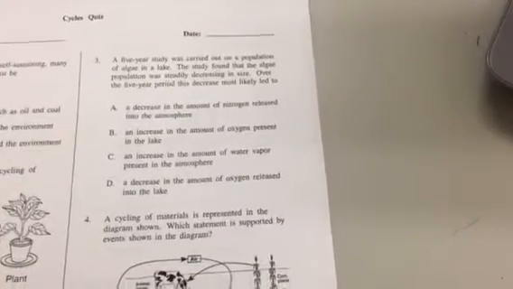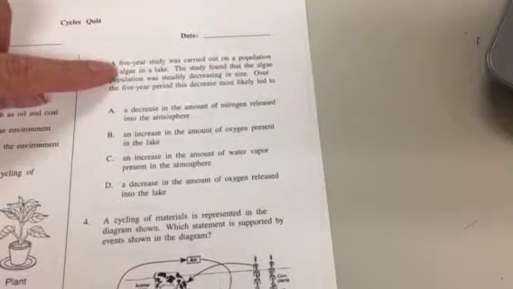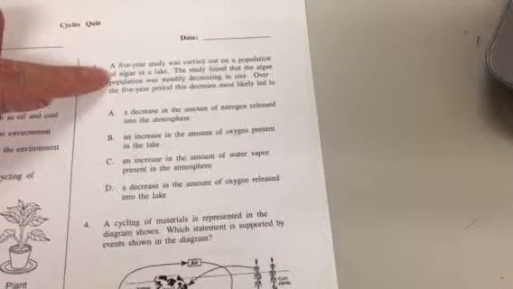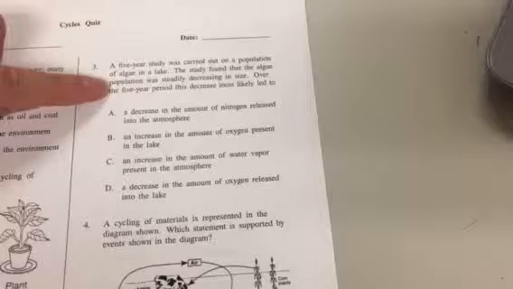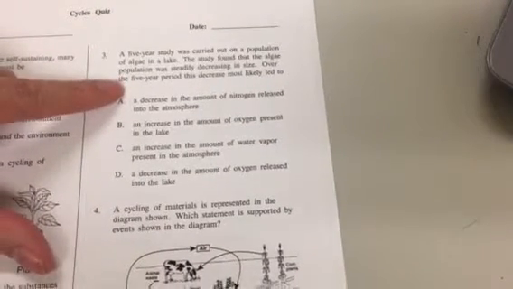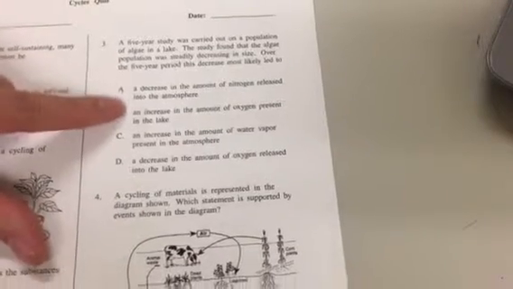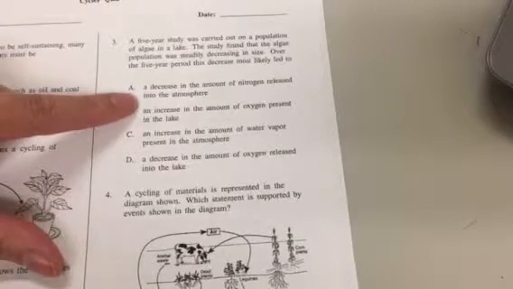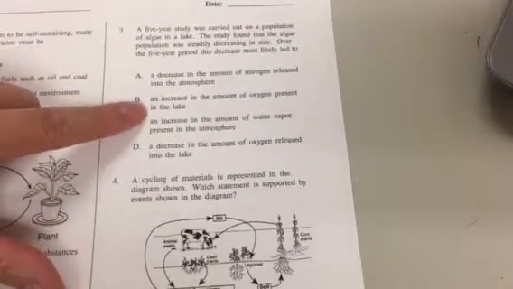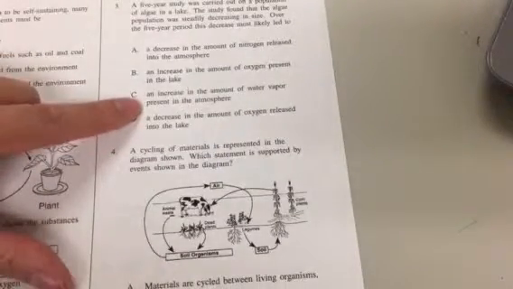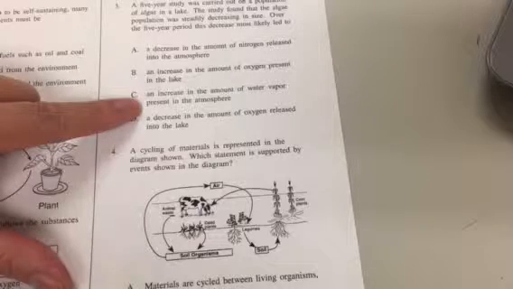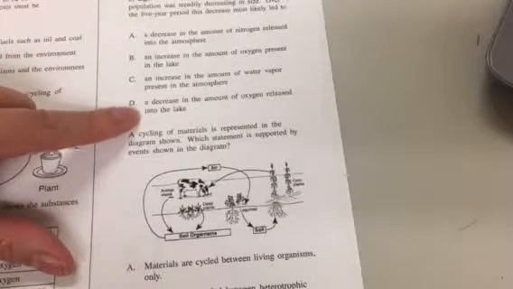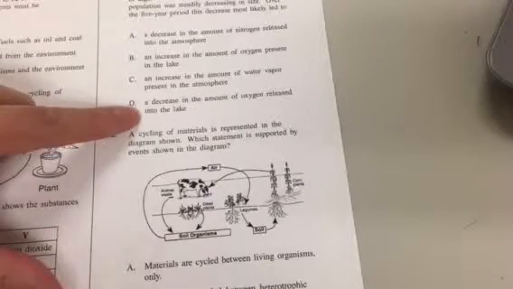All right, number 3. A 5-year study was carried out on a population of algae in a lake. The study found that the algae population was steadily decreasing in size. Over the 5-year period, this decrease most likely led to A, a decrease in the amount of nitrogen released into the atmosphere, B, an increase in the amount of oxygen present in the lake, C, an increase in the amount of water vapor present in the atmosphere, or D, a decrease in the amount of oxygen released into the lake.